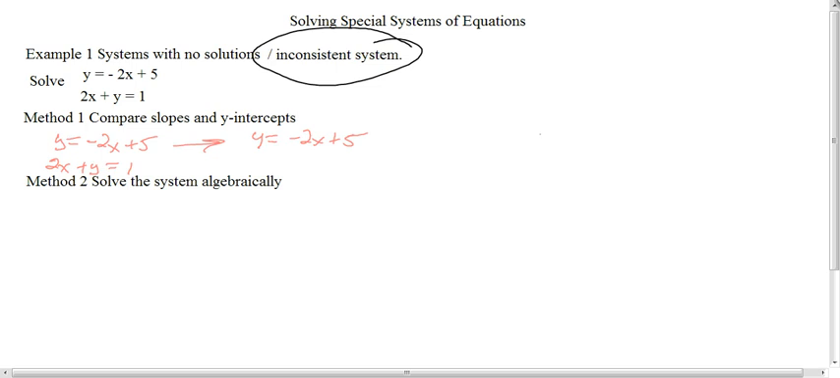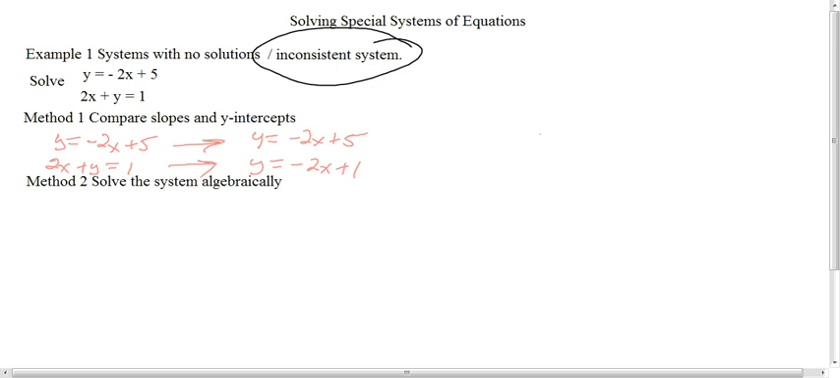But with this particular equation, it is 2x plus y, so we can visually see that what we need to do is get y by itself. We need to subtract 2x from both sides. Subtracting 2x from both sides will give us y is equal to negative 2x plus 1. So now we have them in slope-intercept form.